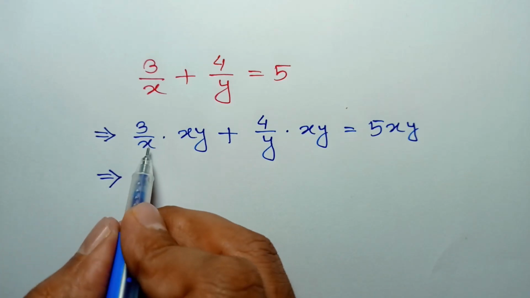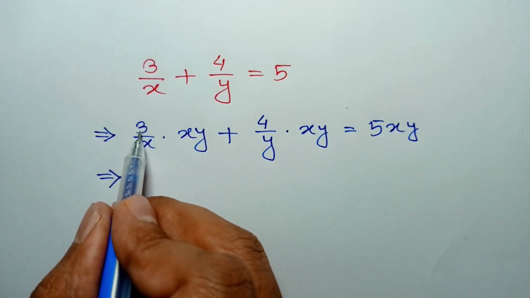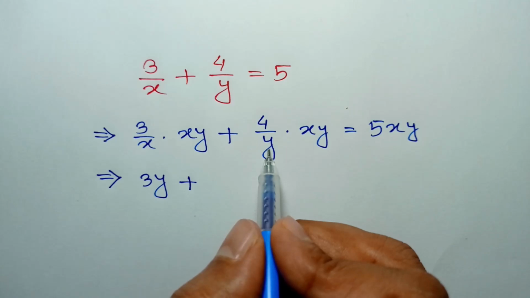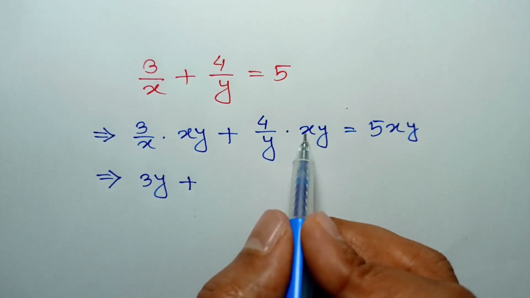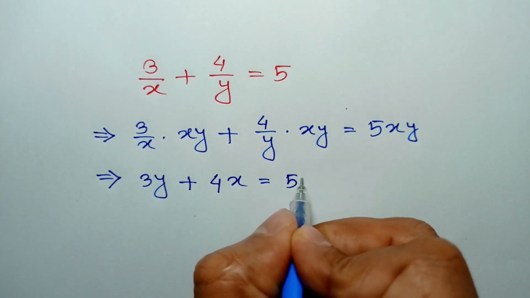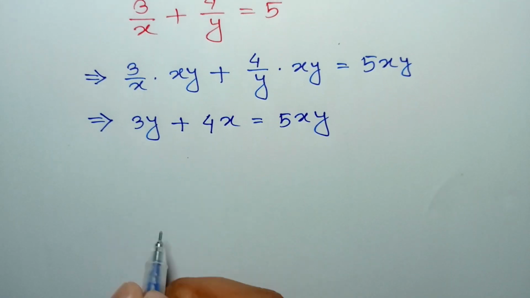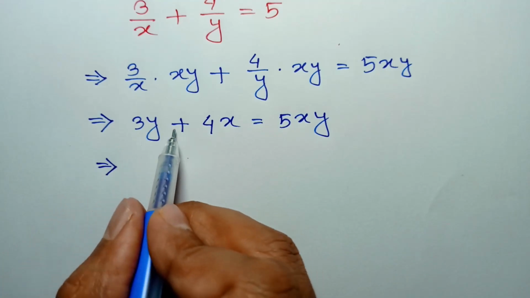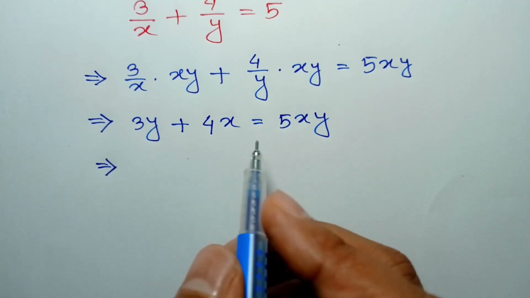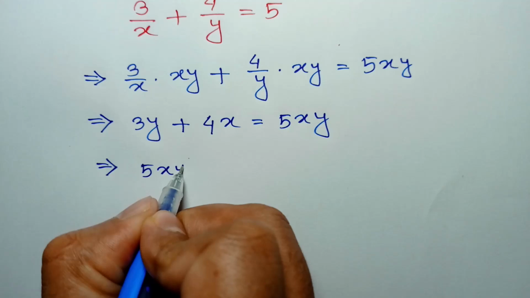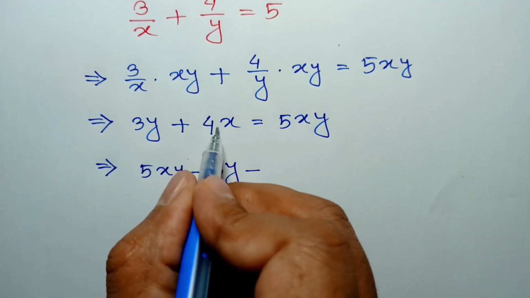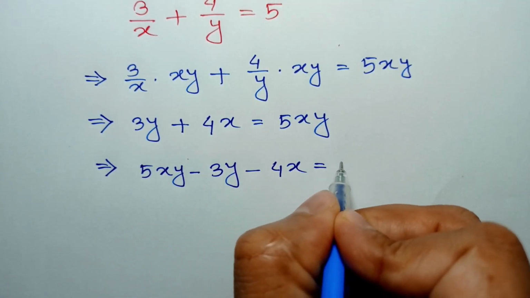The x and x will cancel out, so it will remain 3 times y is 3y, plus here the y and y will cancel out and it will remain 4 times x is 4x, is equal to the right side, 5xy. Taking the left side to the right and writing the right side to the left, we can write 5xy minus 3y minus 4x is equal to 0.